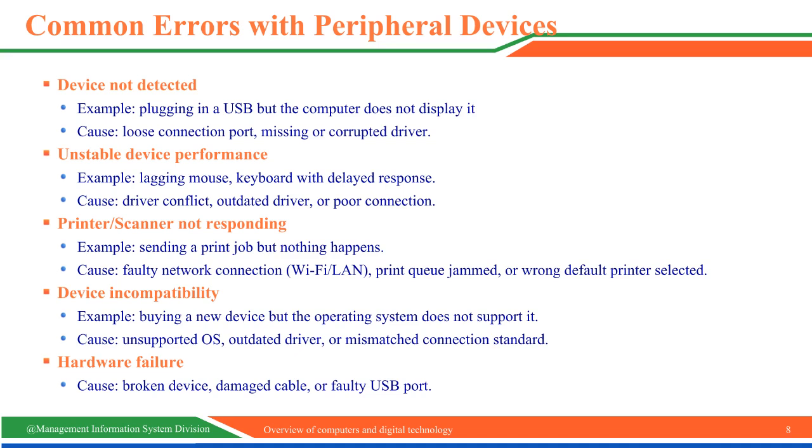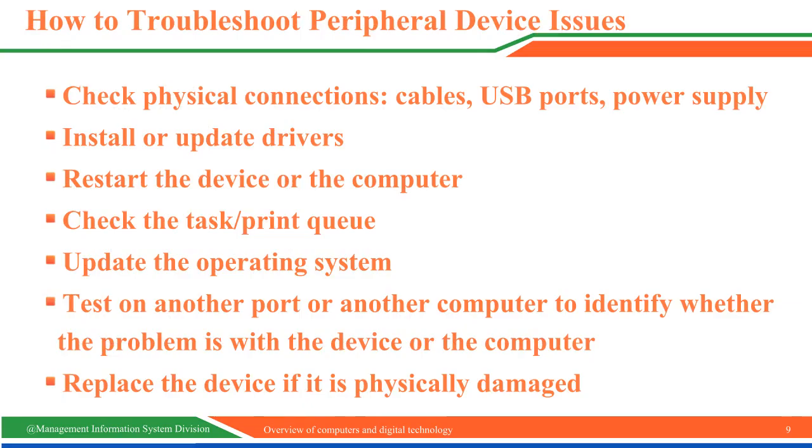Fourth, device incompatibility. For example, you buy a new device but the operating system does not support it. Causes may include an unsupported OS, outdated drivers, or incompatible connection standards. Finally, hardware failure. This happens when the device itself is damaged, the cable is broken, or the USB port is faulty. When encountering issues with peripheral devices, you should follow these steps in order.